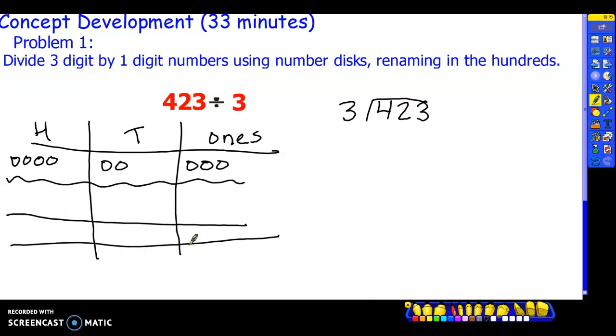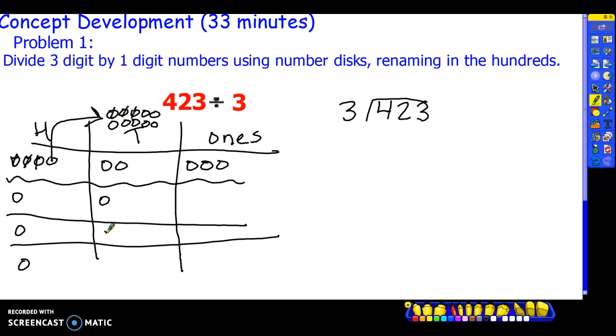Okay, so we need 3 groups. I'm going to draw 3 lines. It is kind of messy, but it'll do. So I've got my 4, 1, 2, 3, 1, 2, 3. So there's my hundreds. Notice that we have a leftover 100 that gets renamed as 10 tens. Okay, so now I have 10 tens plus 2 tens, so I have 12 tens.